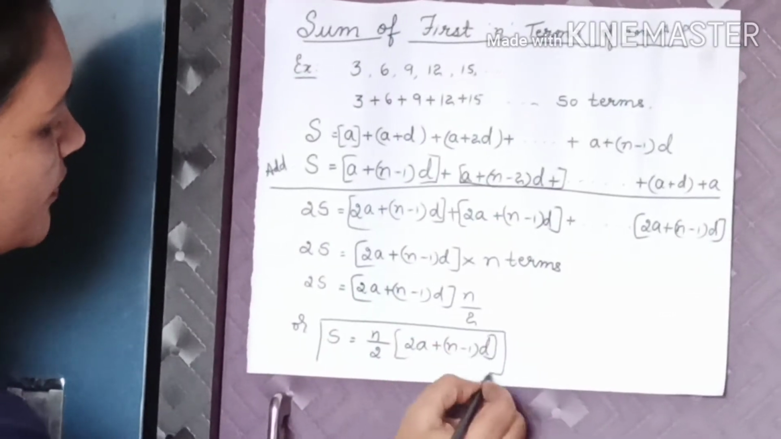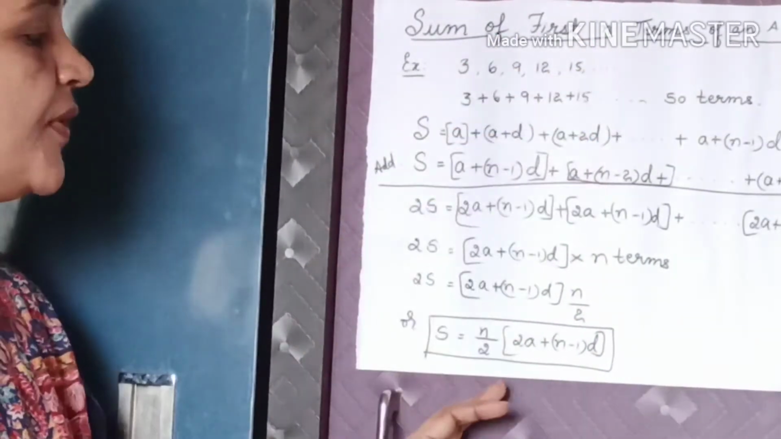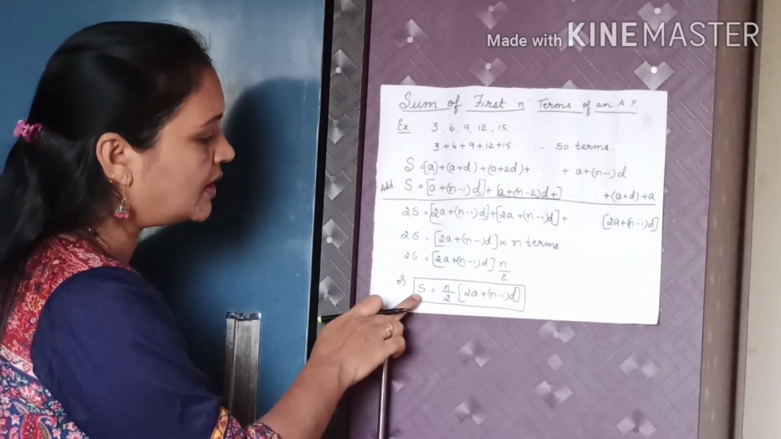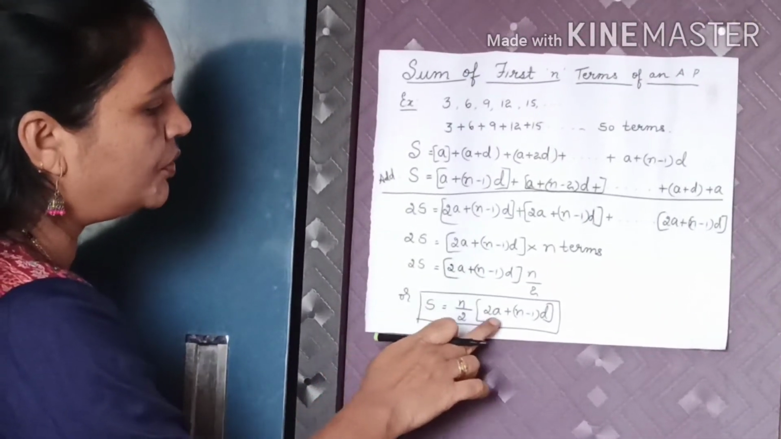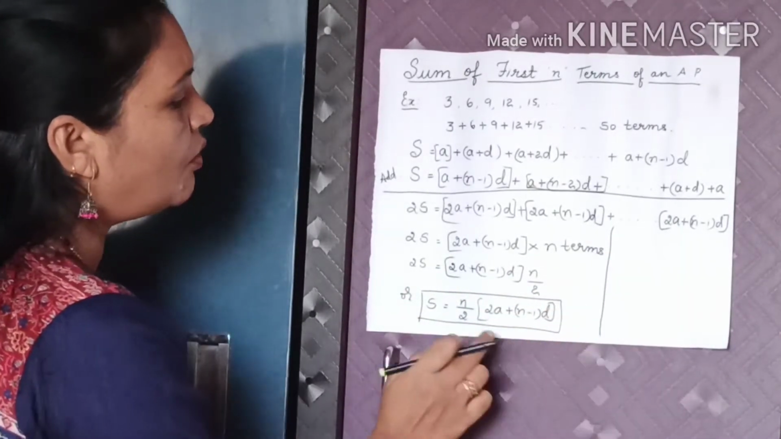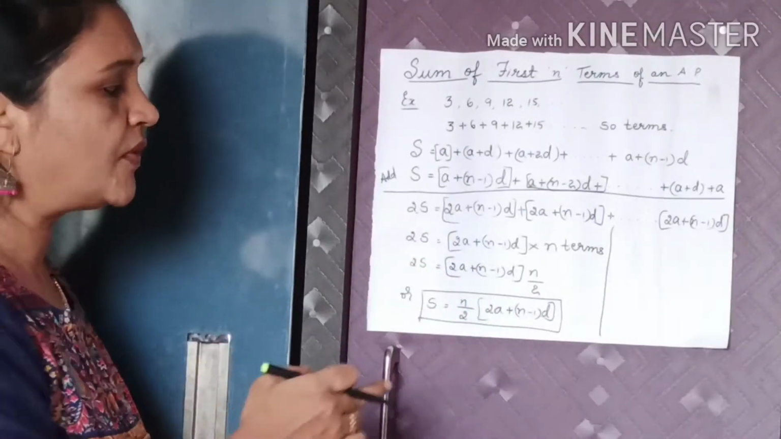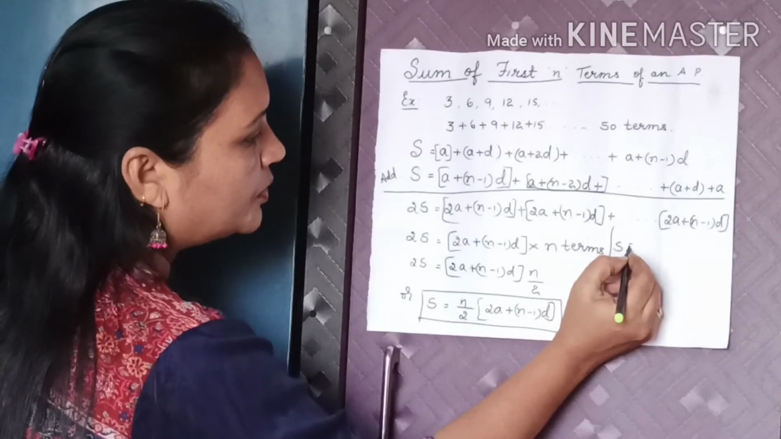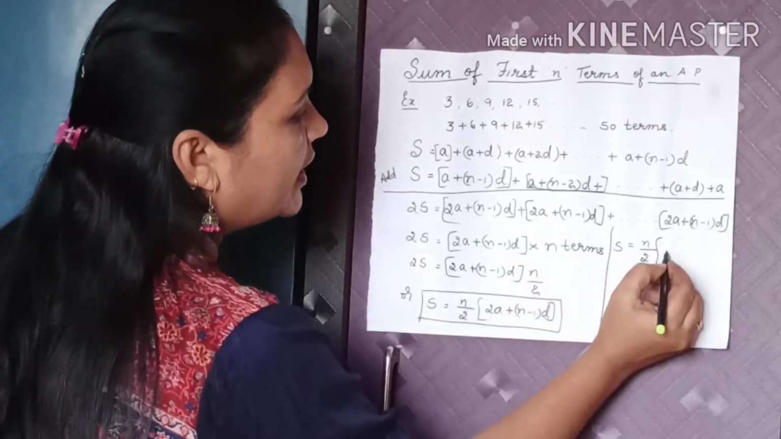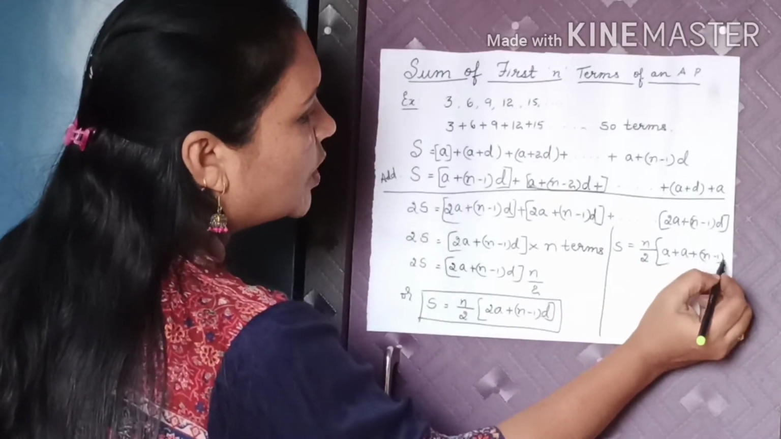So this is the formula to find the sum of the first n terms of an AP. What is the formula? S is equal to n by 2 into (2a plus (n minus 1) into d). Now, this is one important formula. The other formula is S is equal to n by 2, and instead of writing 2a, I am taking it as a plus (n minus 1) into d.